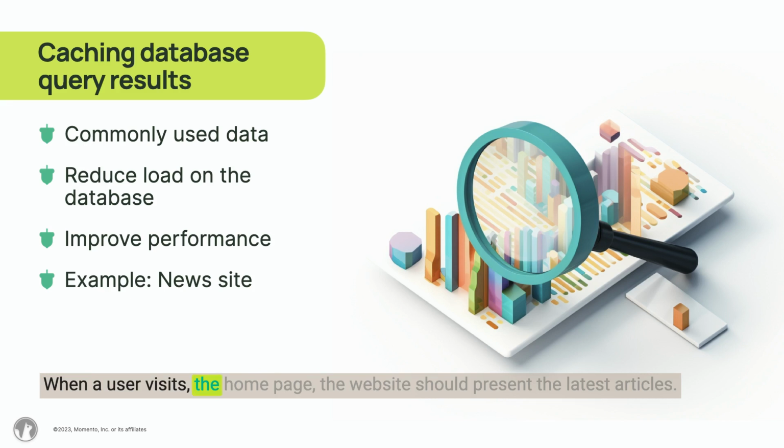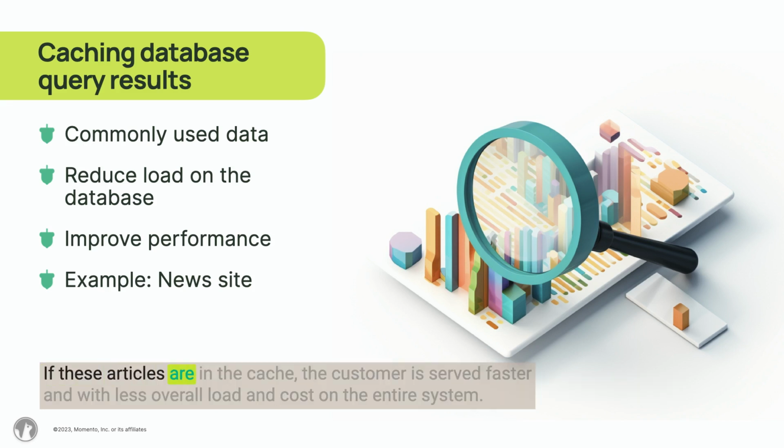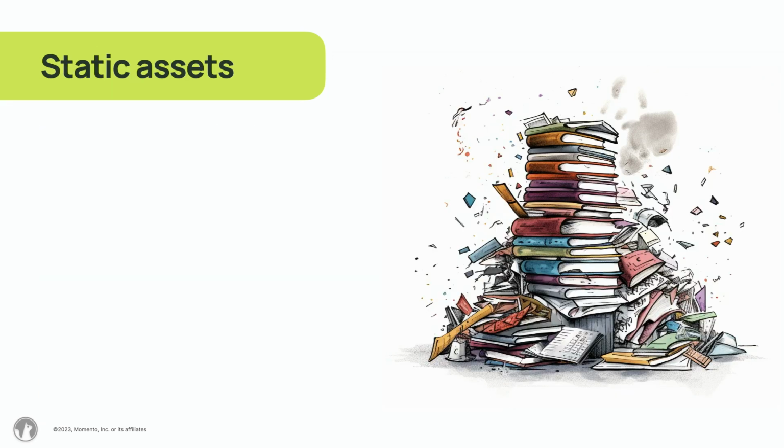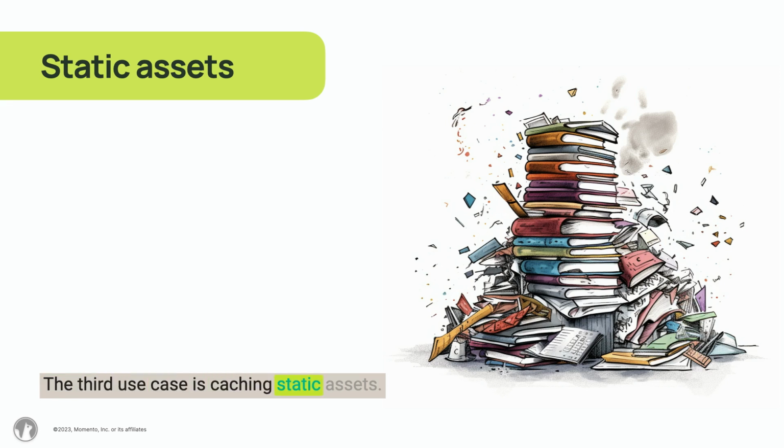For example, consider a news website that has a database of articles. When a user visits the homepage, the website should present the latest articles. If these articles are in the cache, the customer is served faster and with less overall load and cost on the entire system. The third use case is caching static assets.